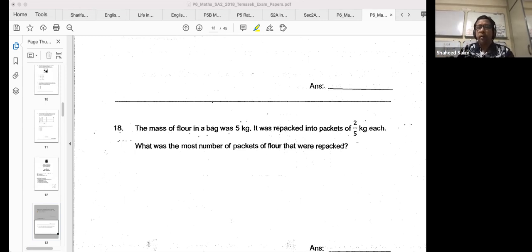Okay, let us see. 2. Okay, how you get 2? Now, let's try to change the question, okay? Imagine now you have 6 kg of flour. Each bag is 2 kg. How many bags will you get?